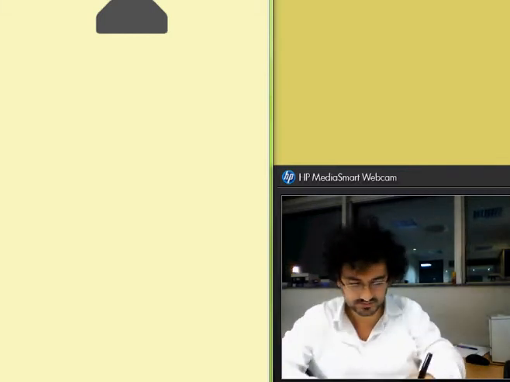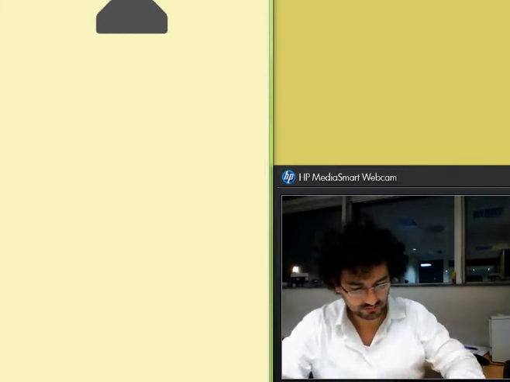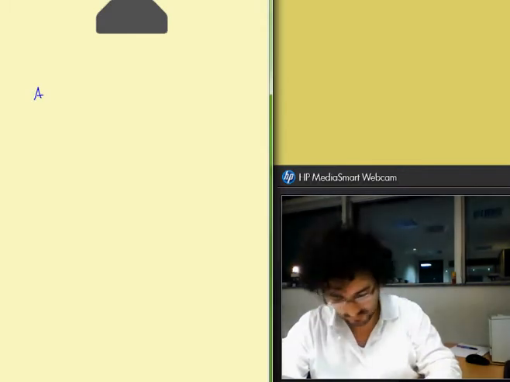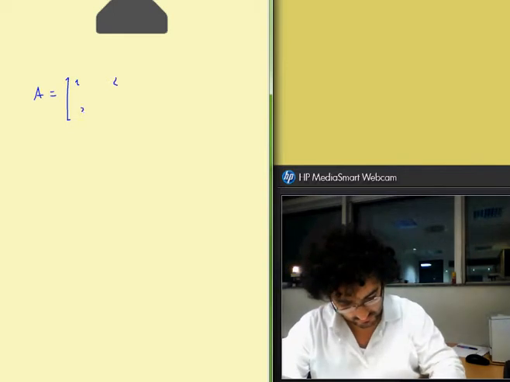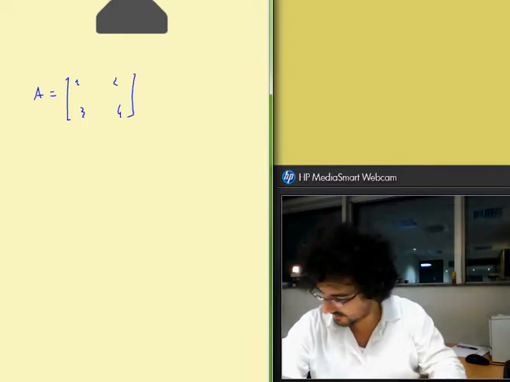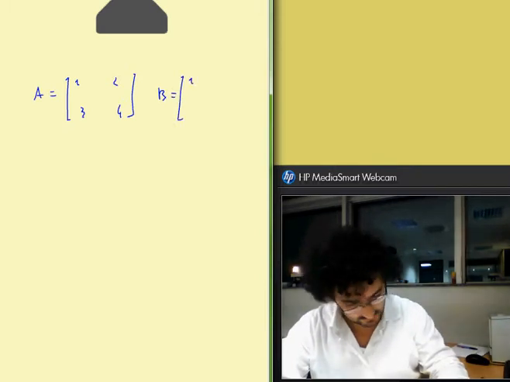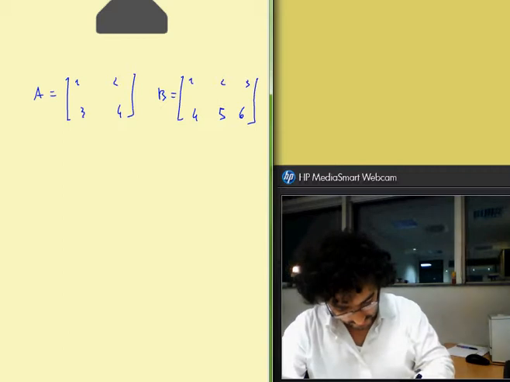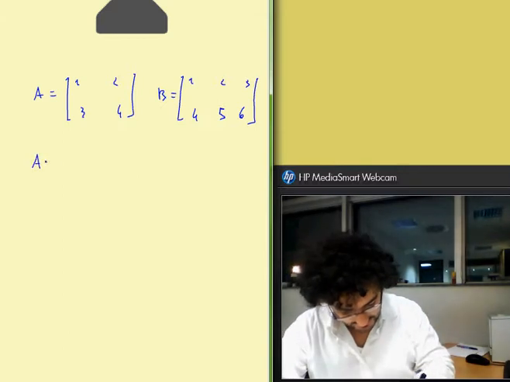Now we can consider an example of product between two matrices. For instance, let's consider matrix A, which is equal to [1, 2; 3, 4], and matrix B, which is equal to [1, 2, 3; 4, 5, 6]. We want to compute the product A times B.